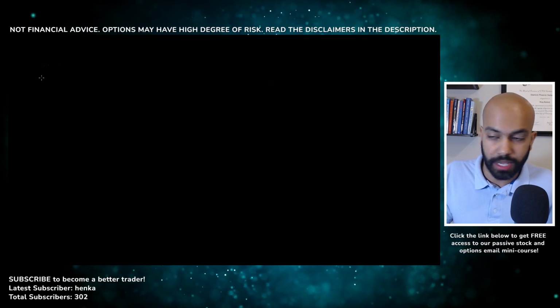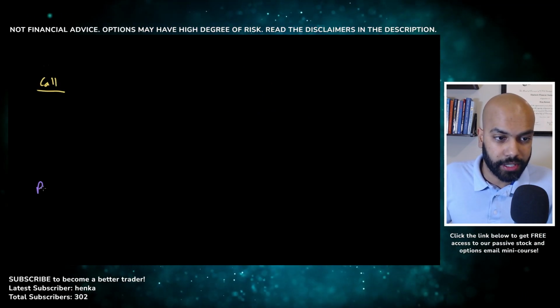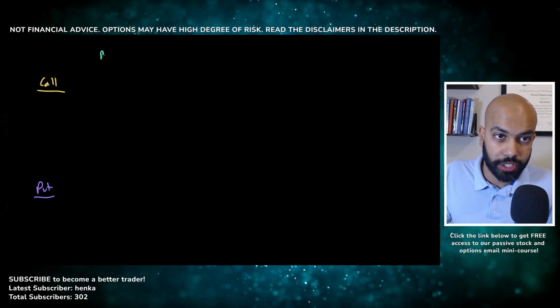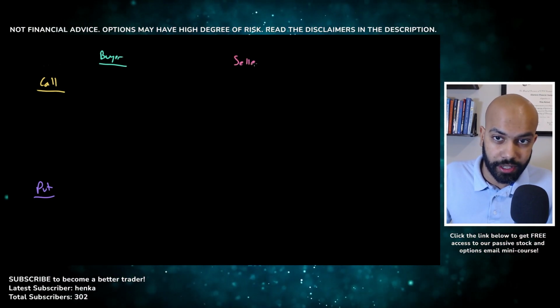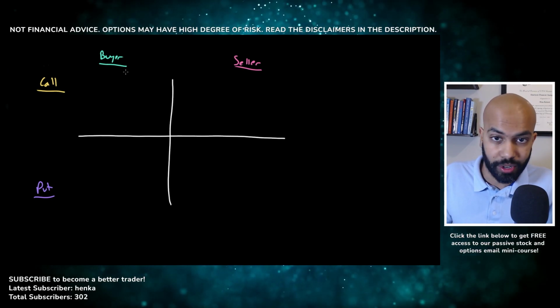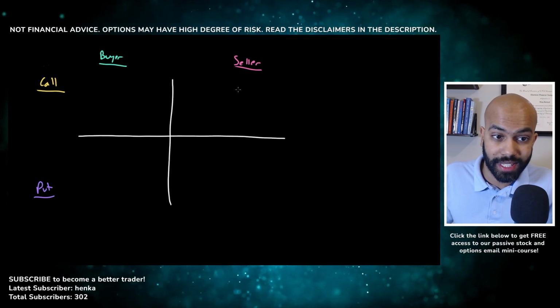Let's talk about the two types of options. There's something known as a call option, and there's something known as a put option. And with both these options, you could actually choose to be a buyer or you could choose to be a seller. So there is this quadrant right here. You could buy a call option or you could sell a call option. You could either buy a put option or you could sell the put option.